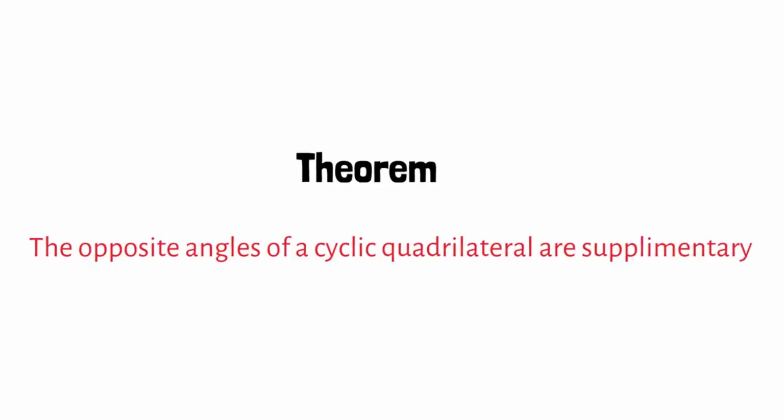A cyclic quadrilateral is a shape that fits perfectly in a circle, which also means the vertices touch the circle. If that's the case, the opposite angles are supplementary. And since they're supplementary, when you add them, they sum up to 180 degrees.